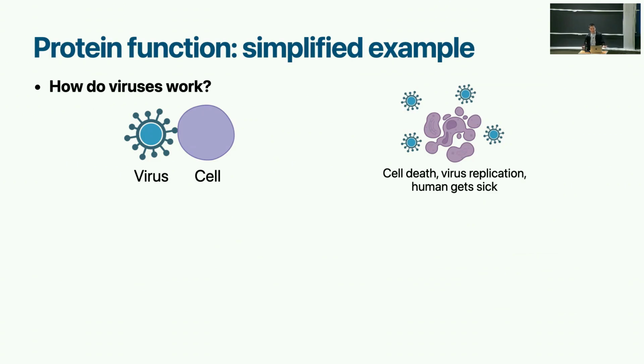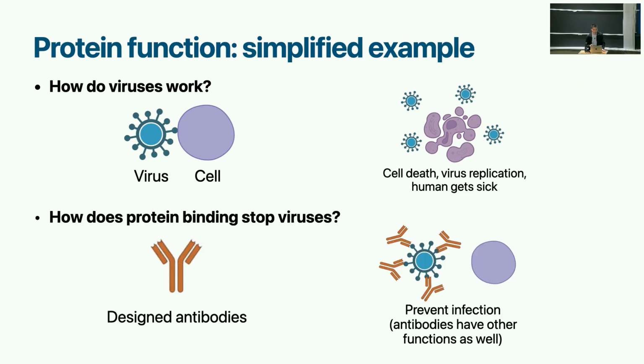And what is protein function, if you aren't familiar with it? This is kind of how a virus works. A virus will infect a human cell, and then it'll replicate itself and cause the cell to die, and as the cells die, we get sick and sometimes even die because of that. How do proteins bind viruses? You might try to design a protein called an antibody, or your body might make them itself, that'll attack these viruses. It'll surround them and tell the immune system to stop it from infecting a cell.